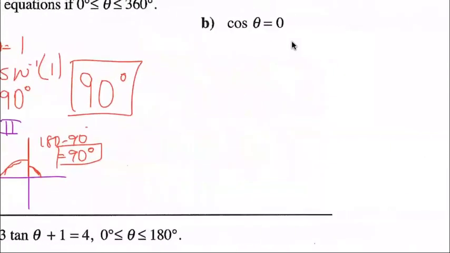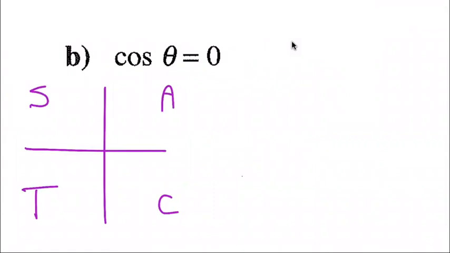Okay. Question B, cosine theta is equal to 0. What is 0? 0 is not positive or negative. Well, then let's look at our CAST rule. If 0 is not positive or negative, then really it could possibly occur anywhere in a circle. So we really have to determine what it is in all 4 quadrants.